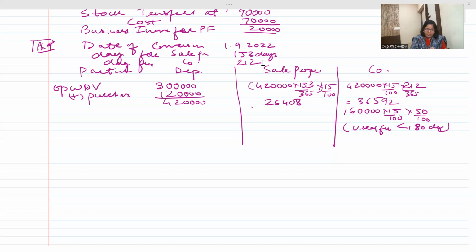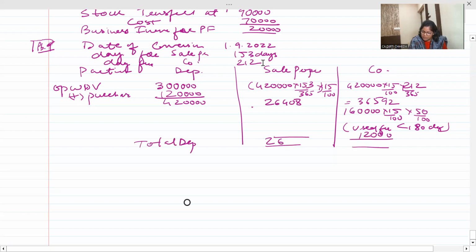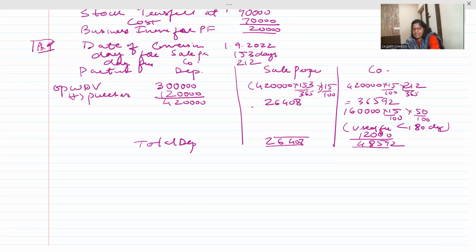Clear? Chalo. So 160. It may be looking silly to some of you, but what are we doing? If such an easy question comes in the exam, you should be able to solve it, right? 1,60,000 into 15% into 50%. That's coming to 12,000. So now what is the total depreciation for the sole proprietorship? 26,408 and here 48,592. Nice, clear. We can always do it in the table form. That is very easy. One more problem is there.